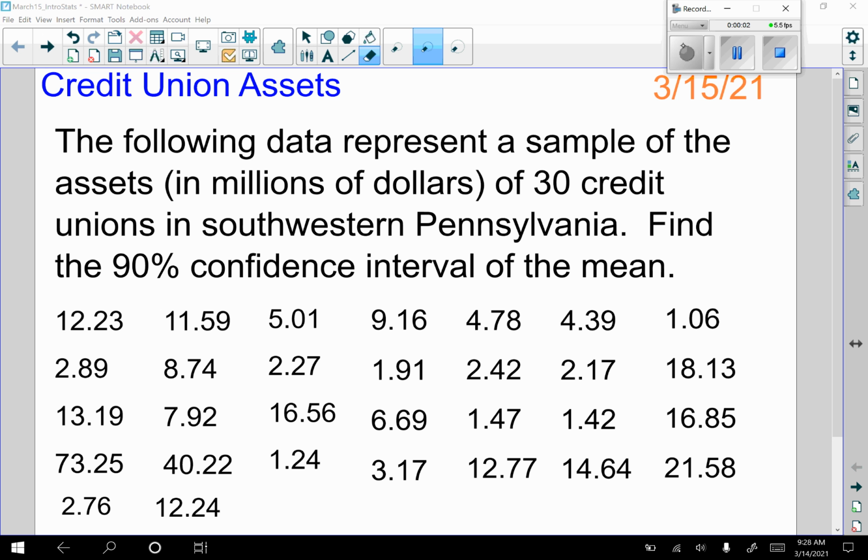Hello everyone, this is section 7.1 continued. We're going to do an example of finding the confidence interval from a list of raw data, and then derive the formula for and then look at an example of calculating sample size.